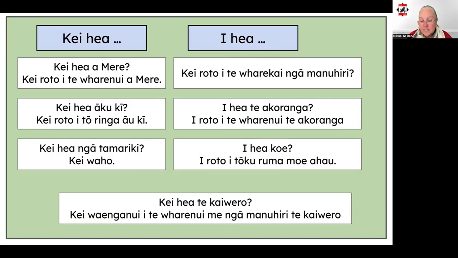There's a couple of examples using the past tense. I hea te akoranga. Where was the lesson? I roto i te whare nui te akoranga. I hea koe. Where were you? I roto i tōku rūma moe, aho. I was in my bedroom. And so on. Have a go at writing a few of these of your own.